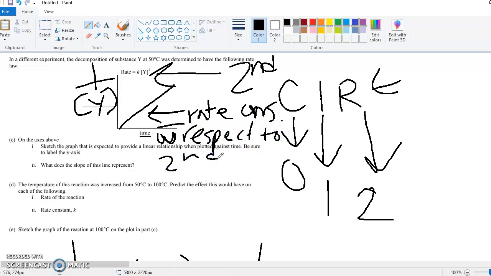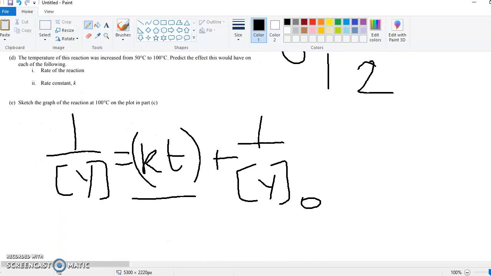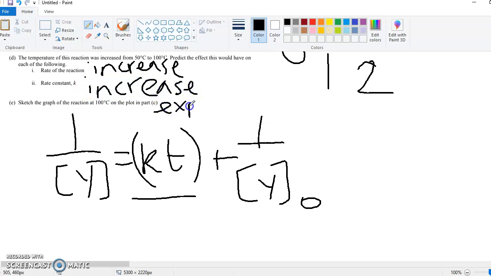All right. So the temperature of the reaction was increased from 50 degrees Celsius to 100 degrees Celsius. Predict the effect this would have on each of the following. So the rate of the reaction and the rate constant, how will that affect? So the rate of the reaction, it would increase. And for our rate constant, it would also increase. And it would increase exponentially.